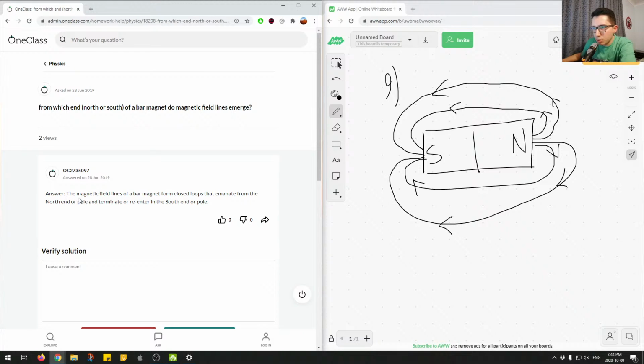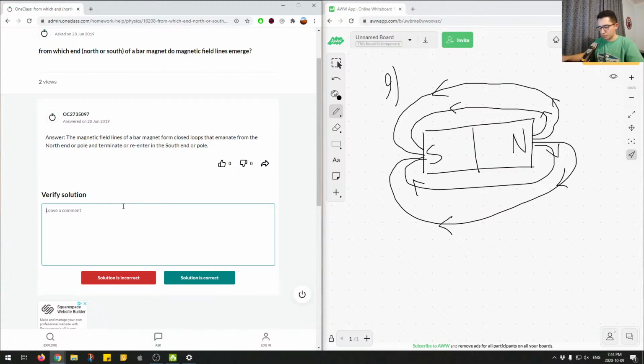So let's look at the attempted solution by the student. The answer is the magnetic field lines of a bar magnet form closed loops, so that's correct, that emanate or exit from the north end or pole and terminate or re-enter in the south end. So this is the correct answer by the student. Correct answer, great job. And we'll mark that as correct.